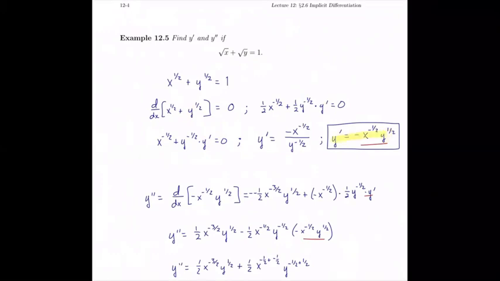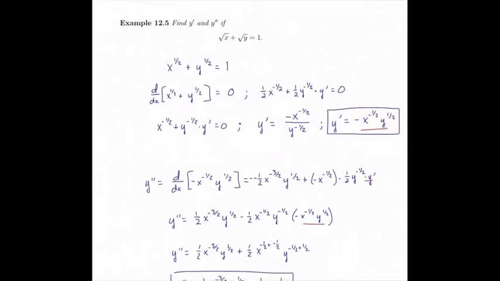So now I know that y prime is the product of negative x to the negative 1/2 and y to the 1/2. Now I'm in a good place. I think this is a manageable expression to try to find a second derivative of. Okay, and this is where it's going to get a little weirder. So let's see what happens when I do that.